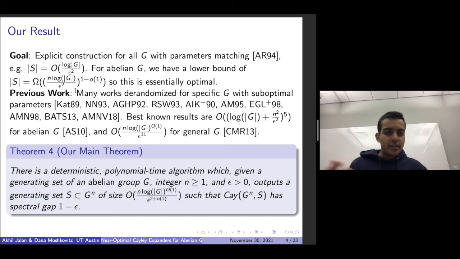So many previous works have tried to de-randomize Alon and Roichman for specific groups, and they've usually gotten suboptimal parameters. The best known results for abelian groups in general are pretty poor. It's something like n to the 10 over epsilon to the 10.